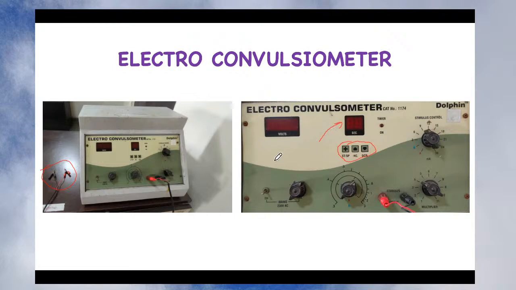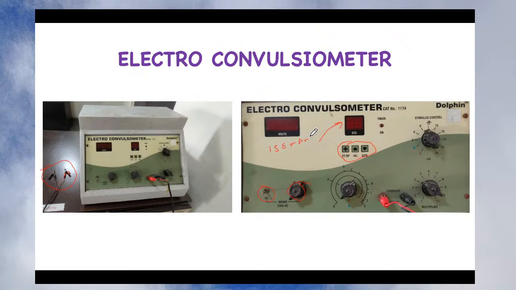Then we can use this different key to switch on the instrument. This is the main key. Once you start the main key, electrical current can be supplied, and then you can adjust the desired current, how much current is required. Especially we use 150 milliampere, so we are using 150 milliampere of current.